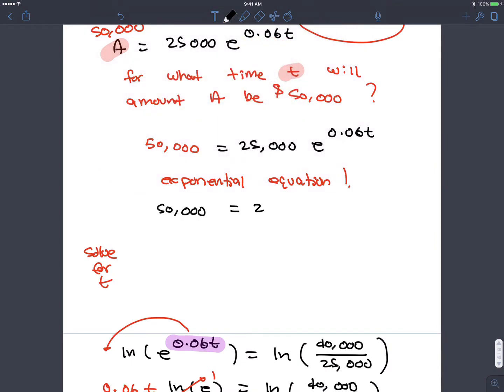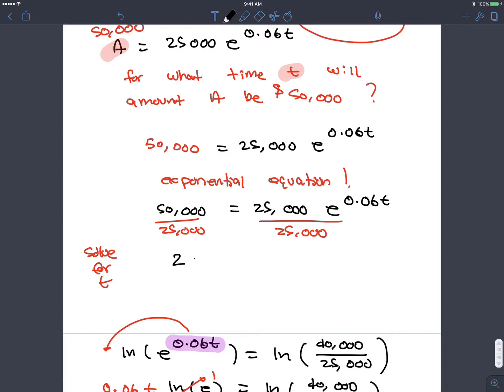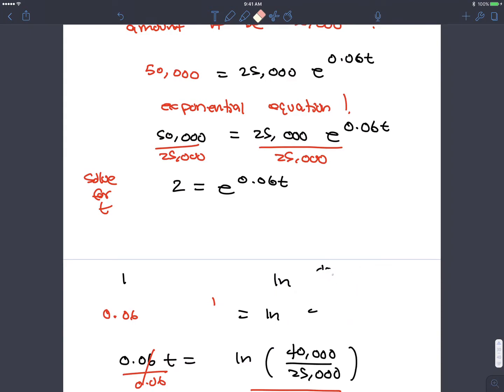$50,000 is the same as 25,000 e to the 0.06t. We're now going to divide both sides by 25,000. 2 is e to the 0.06t. So we're going to do the same mathematics that we originally did.